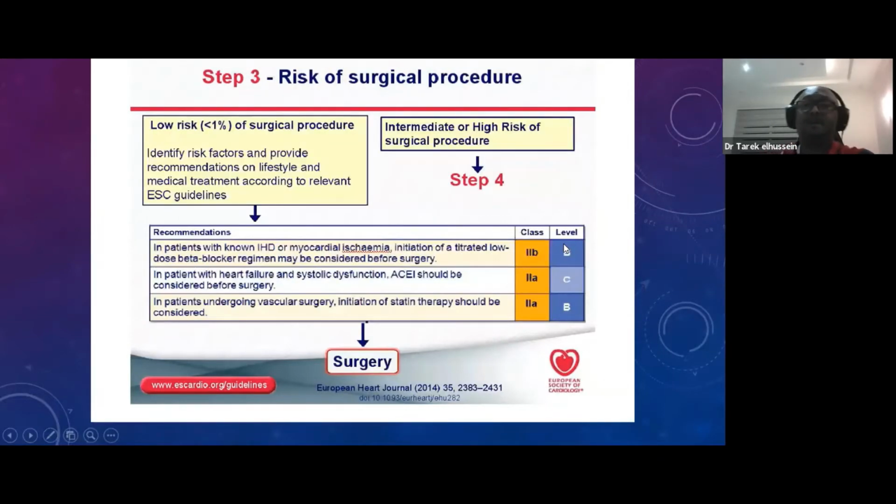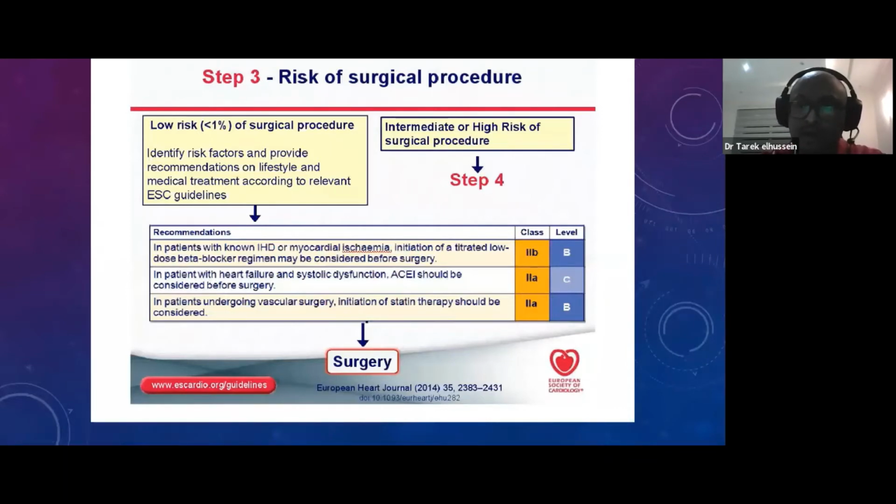So with the risk of surgery, if the patient has a high risk surgical procedure, then I would proceed to step number 4. But those who have a low risk surgical procedure, and remember, we looked at the beginning, it's not urgent, it's elective.